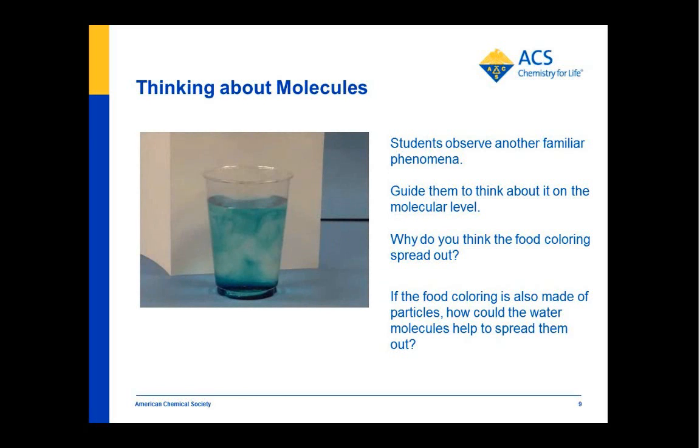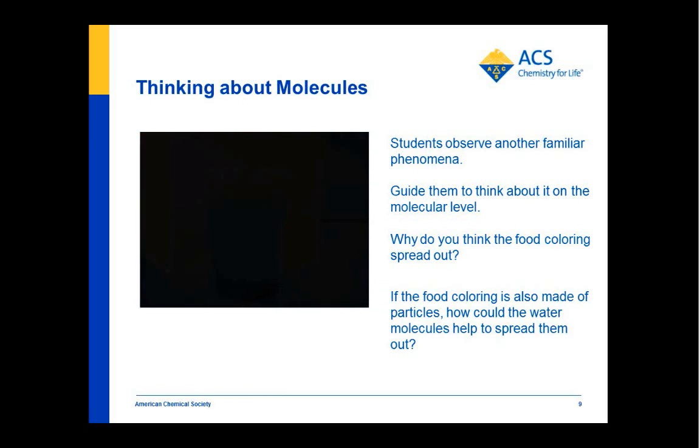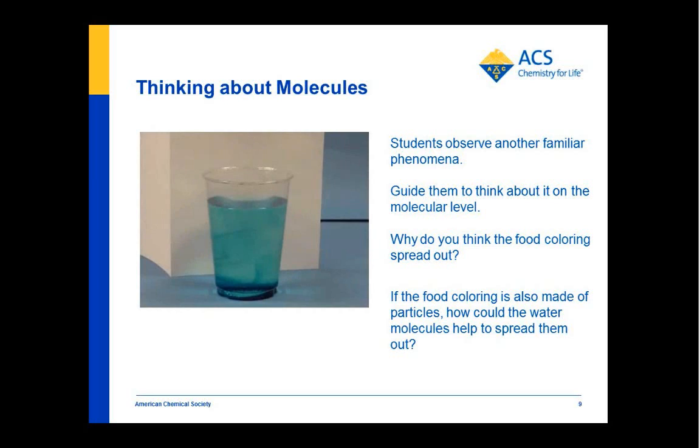Does it just go to the bottom? Does it all stay together in a clump? Why would it move like this? And the idea is to try to get kids to think that there must be something going on in there other than just the water molecules sitting still. So you want to be able to guide them or tell them that, believe it or not, the water molecules are actually moving in there.